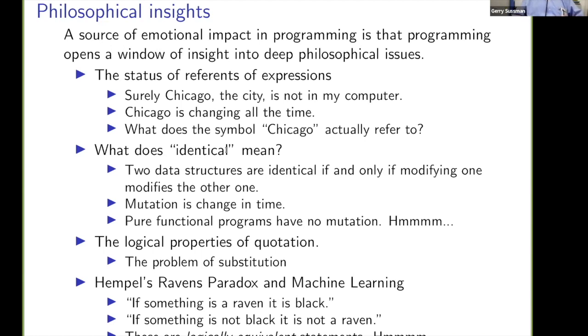We worry about aliasing, for example, of data structures. Two data structures are identical if modifying one modifies the other. Mutation of a data structure is change in time. Pure functional programs have no mutation. That's pretty interesting. Yet you can compute with them. But the interesting thing I show my students when I talk about things like this is I take two pieces of chalk and put them on the table and they look the same. And I say to the students, is it possible that I'm fooling them, that I'm a good magician and I set up some mirrors in such a way that it's really one piece of chalk?